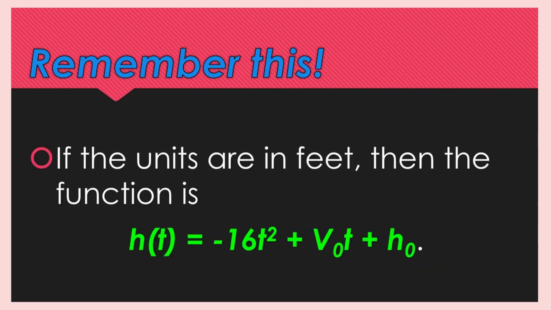If the units are in feet, then the function is h of t is equal to negative 16 t squared plus v sub 0 t plus h sub 0.